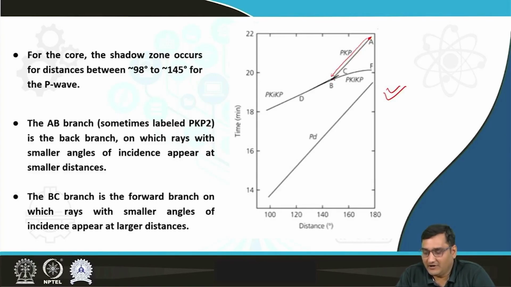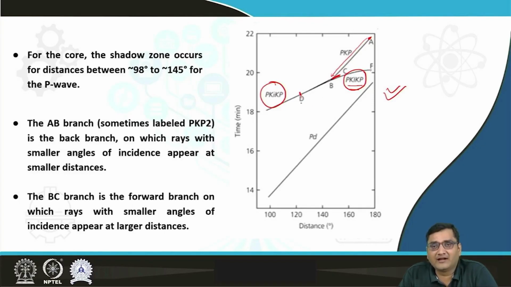Then if you decrease the angle, it will start to record at higher epicentral distances. That means you will have the forward branch up to C, and after C you will start to have the PKiKP and PKIKP. Then if you reduce the angle further, the rays will start to enter the inner core, the PKIKP phase will start to emerge, and the stations will record this phase. This branch will be recorded at epicentral distances from D to F.